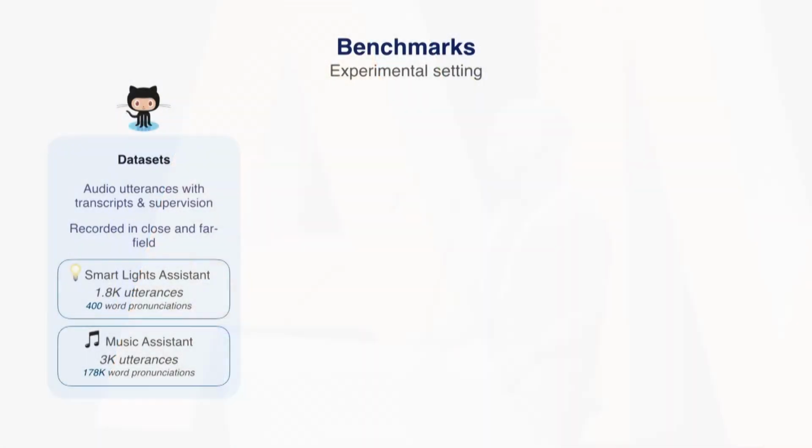Then let's go to a few benchmarks. So we've chosen a couple of use cases to benchmark our solution that lie at the two extremes of the spectrum we want to cover with the Snips solution. So the first one is smart lights. It's an assistant that commands the lights in your apartment, and it belongs to the category of the small vocabulary assistant. So it has around 400 unique pronunciations for words.